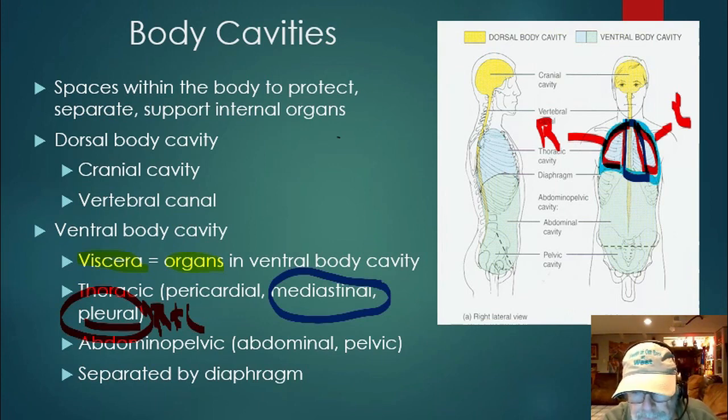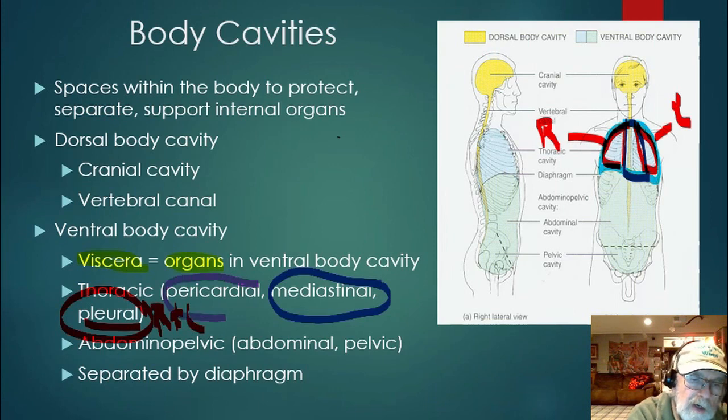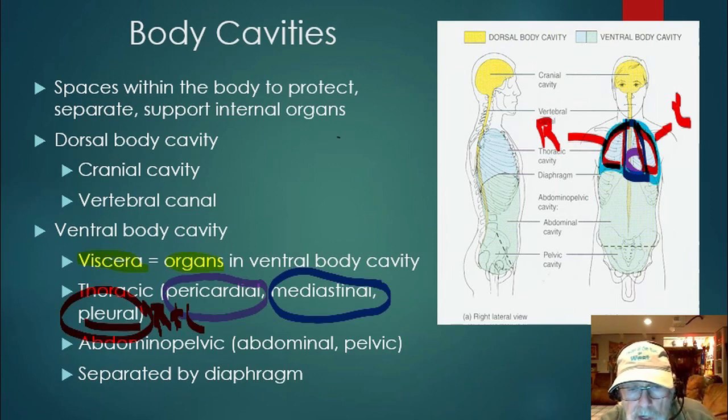Well, guess what? The plot thickens. There has to be an epilogue to everything, and what the epilogue is here is called the pericardial cavity. The pericardial cavity sits inside the mediastinum right here, and peri means around, cardial means heart. That's the cavity that surrounds the heart. The heart is surrounded by a membrane called the pericardium, and that pericardium surrounds the heart.